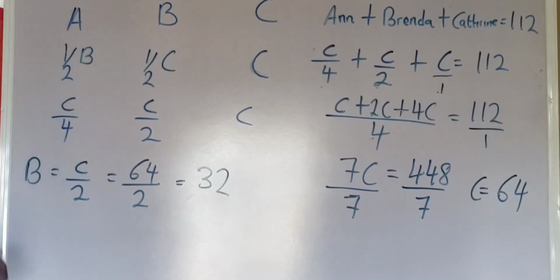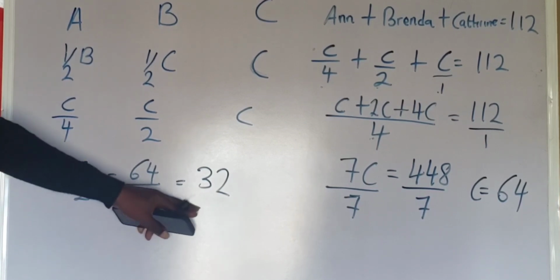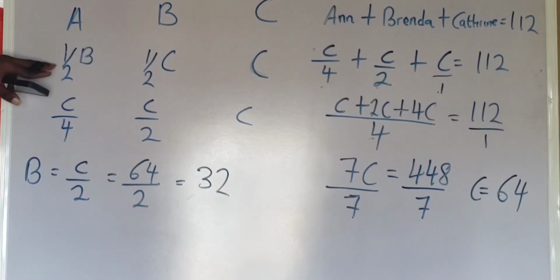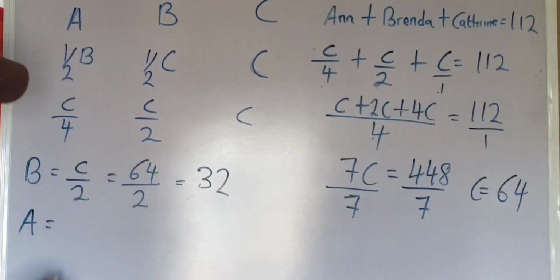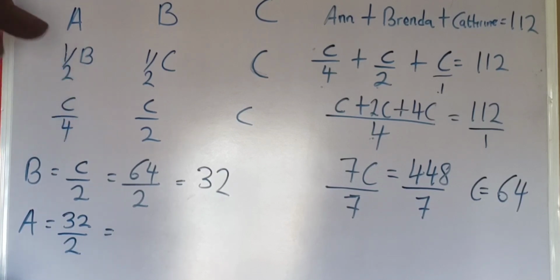Now, if you know Brenda's mark, you can determine Anne's mark. Since we know Brenda's mark is 32, we can determine Anne's mark. Anne's mark is half of Brenda's mark. So Anne's mark, which is A, is equals to 32 all over 2, which is 32 divided by 2. 32 divided by 2 is 16. So Anne's mark is 16.